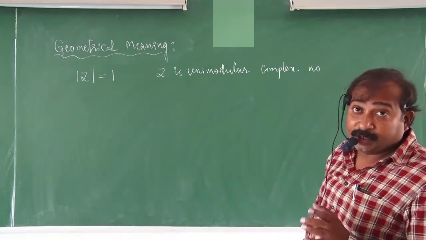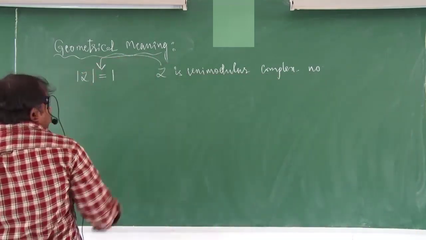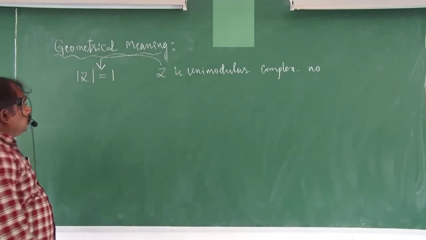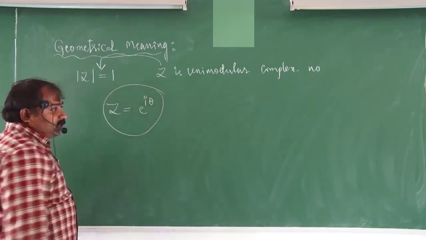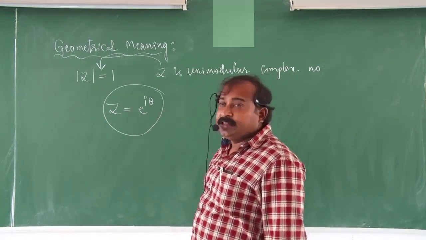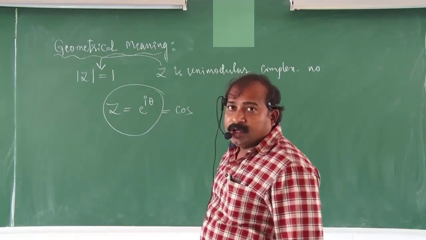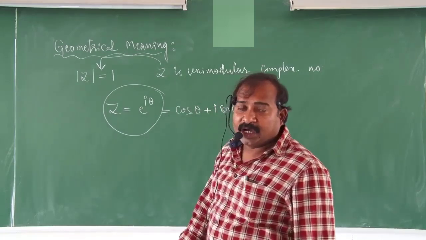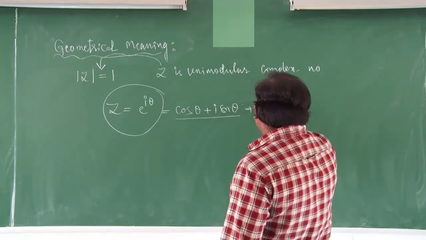Whenever you observe the words unimodular complex number, unimodular means mod z is equal to 1. So whenever mod z is equal to 1, you can take that complex number directly as e power i theta. Why do you have to take it like this? If z is equal to e power i theta, this is the Euler form of a complex number. If you simplify, what is the value of e power i theta? Cos theta plus i sin theta. If z is equal to cos theta plus i sin theta, what is the value of mod z?